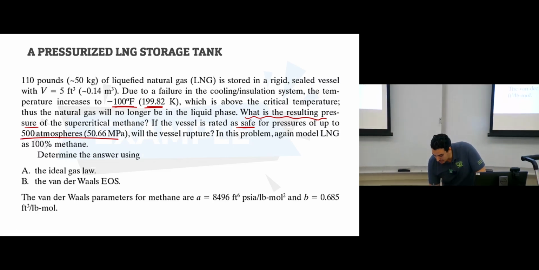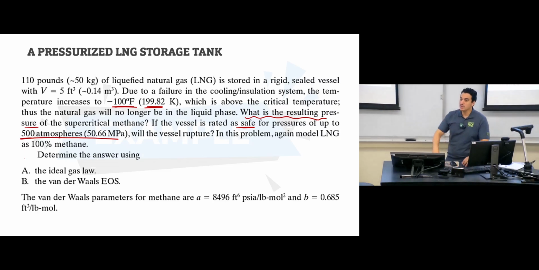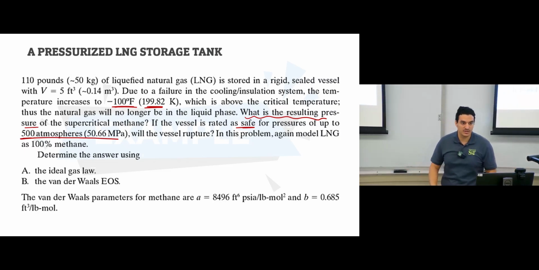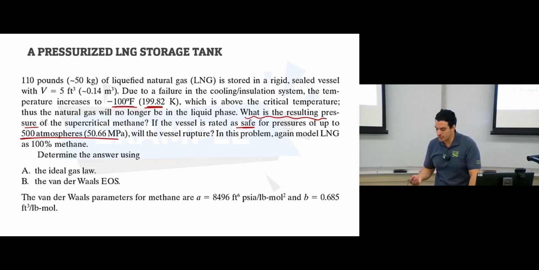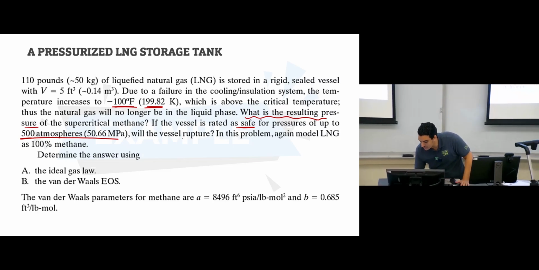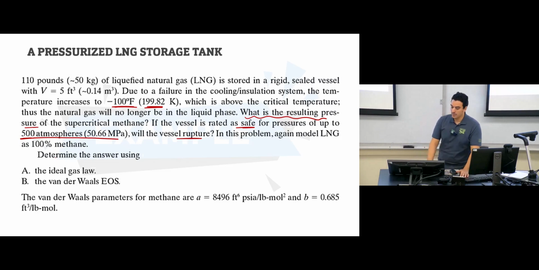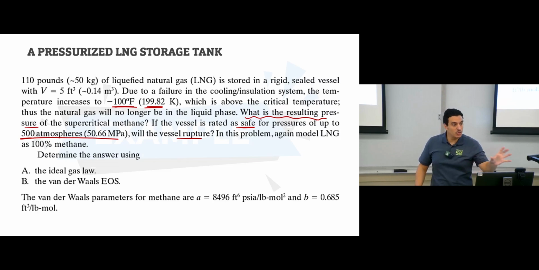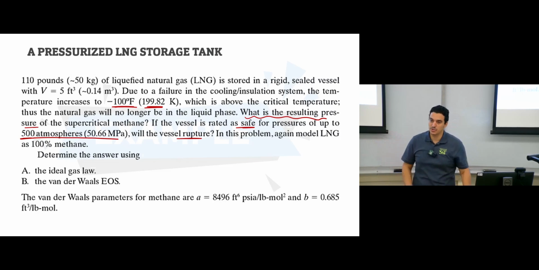If the pressure is below 500 atmosphere, we have an efficient control system for this tank, so we still have a safe operation. But if the pressure is more than 500 atmosphere, this pressure will rupture the vessel. So here he's telling you to make your calculations to make sure that you have safe operation, or whether you have a safety issue coming from this temperature and pressure increase.